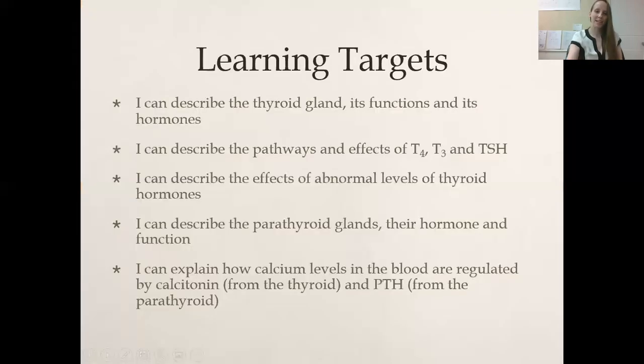So for the thyroid gland, we're essentially going to go over what the thyroid gland does, where we can find it, what its hormones are, how those hormones are stimulated, what those hormones do, what happens if you have too much or too little of the thyroid hormones. We're also going to talk about the parathyroid glands, which are on top of the thyroid glands, and what their hormones are. And then we're going to talk about how hormones from both the thyroid gland and the parathyroid glands help to regulate blood calcium level.